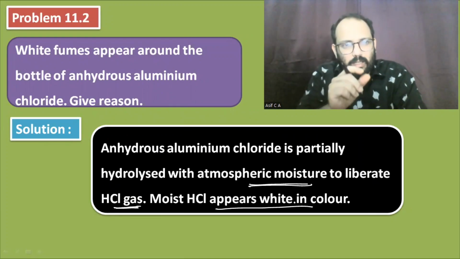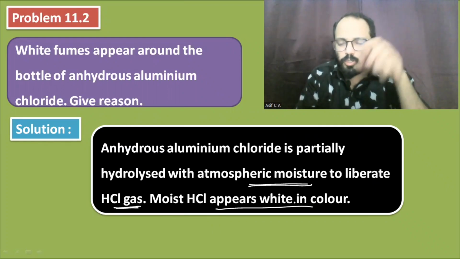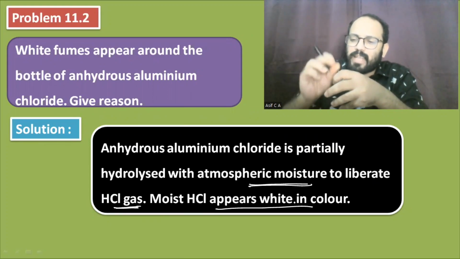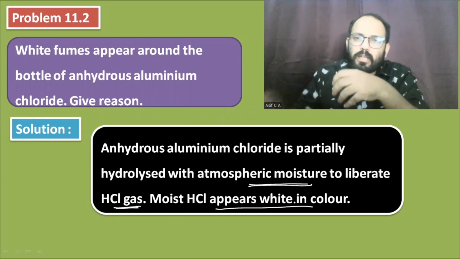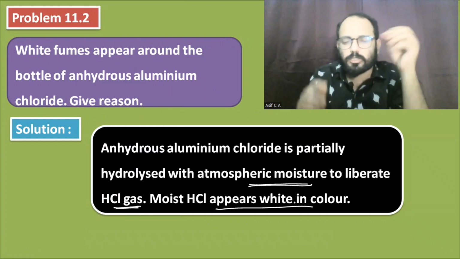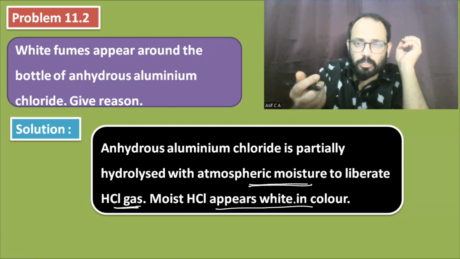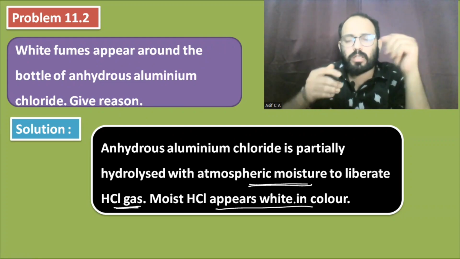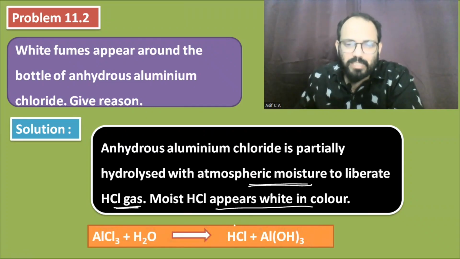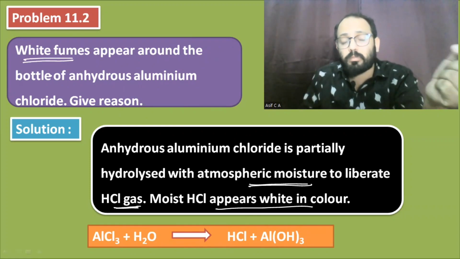AlCl3 reacts with water immediately. So if anhydrous AlCl3 comes in contact with moisture, it will immediately react with the moisture, that is with water. If it is exposed to water vapor or moisture, aluminum chloride reacts and you will be getting aluminum hydroxide and HCl. This HCl is giving you the white fumes.